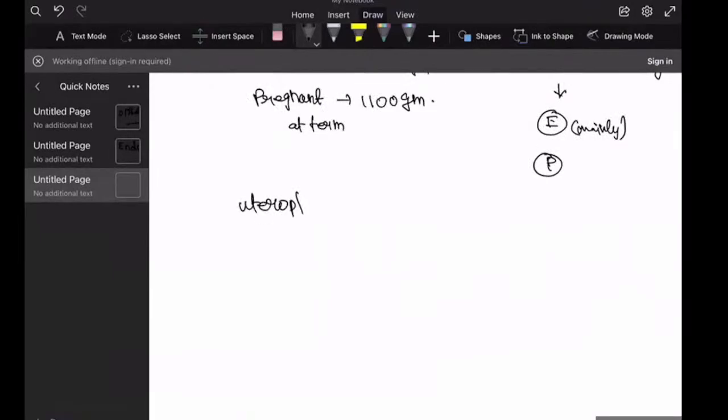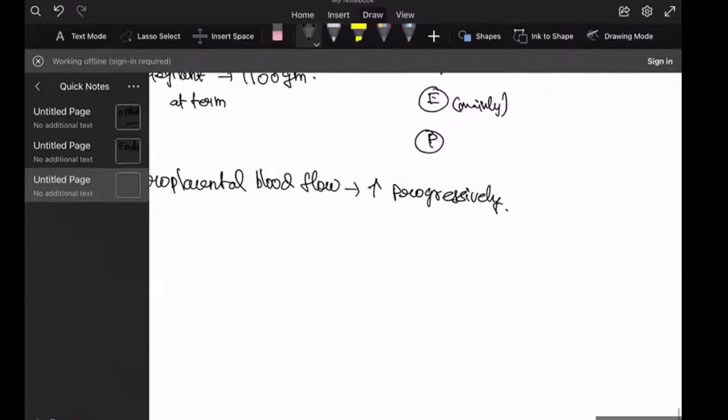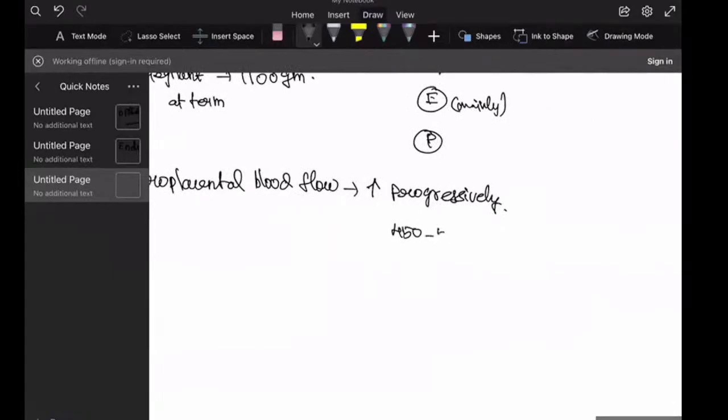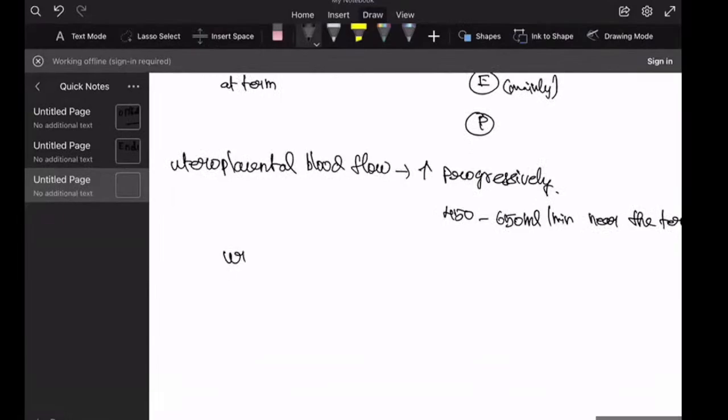The uteroplacental blood flow is increased progressively. As the pregnancy progresses, it increases from 450 to 650 ml per minute near term. About half a liter is going, and the uterine artery flow per minute is 500 ml each.